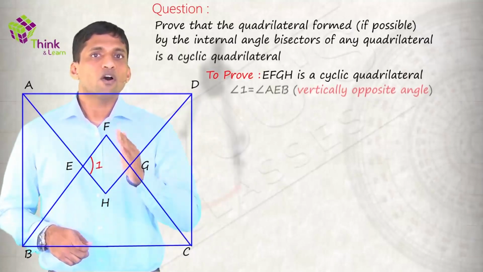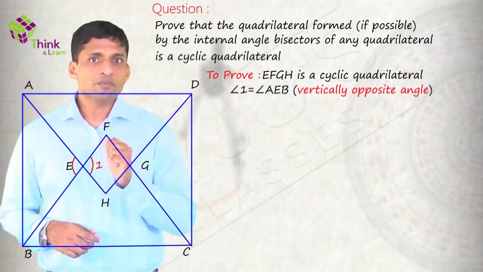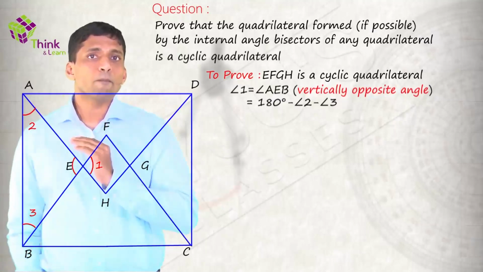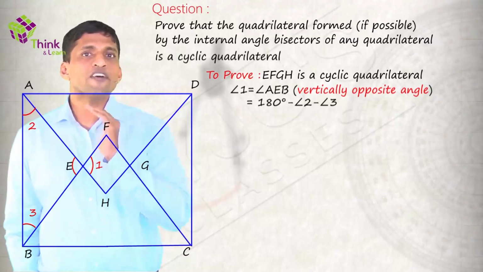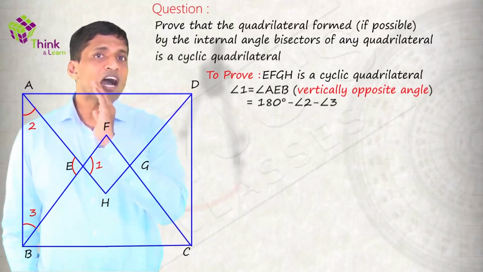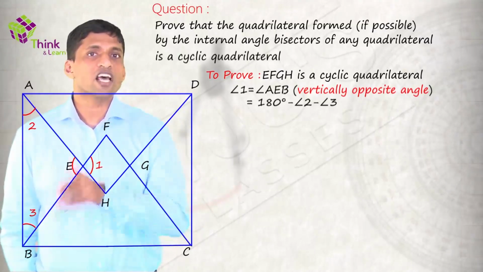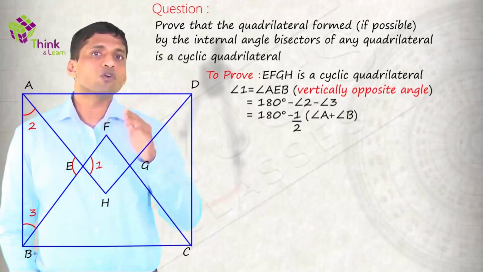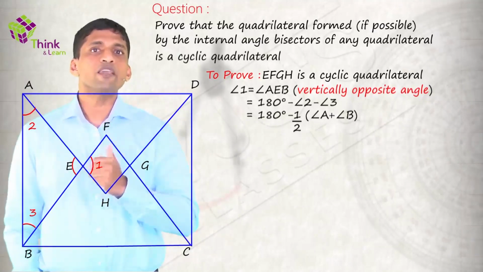Angle 1 will be equal to angle AEB because they are vertically opposite, equal to 180 minus angle 2 minus angle 3. Reason being, in triangle AEB, the sum of angles is 180. Now, what is angle 2? That is half of angle A. And what is angle 3? That is half of angle B because these are angle bisectors. So we can write that angle 1 is equal to 180 minus half of (angle A plus angle B).